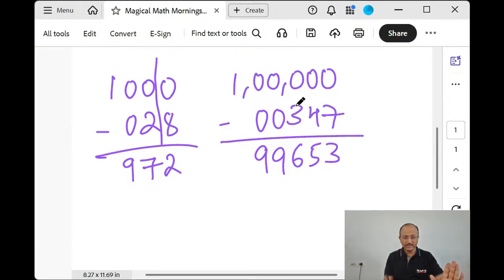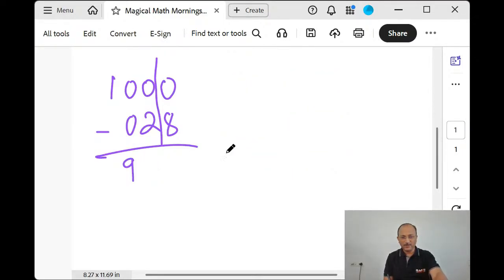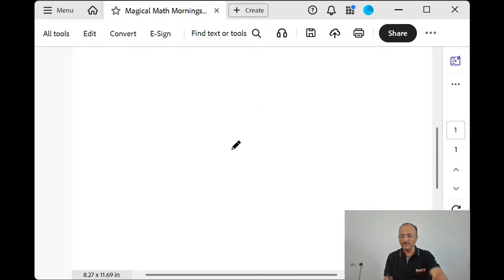Any number of digits where the subtrahend has fewer digits, for all those digits on the left side we are going to assume them as 0. Okay, let's quickly do 2 or 3 problems. I'll give you numbers and I want you to write the answers.